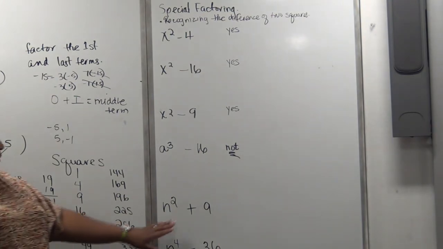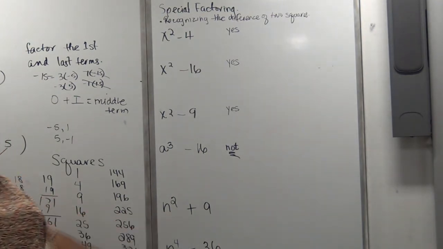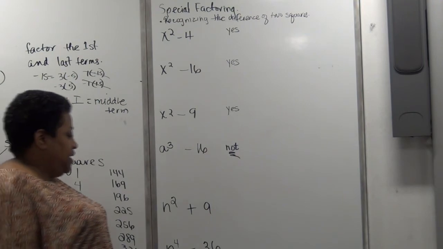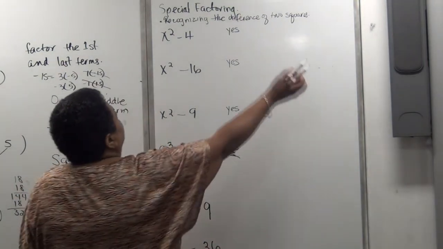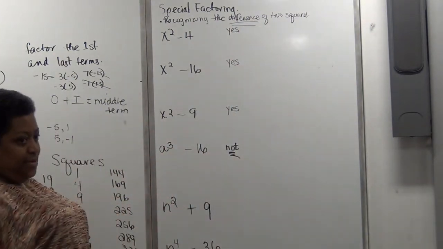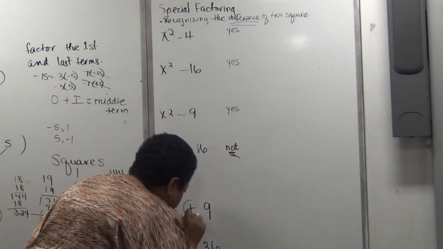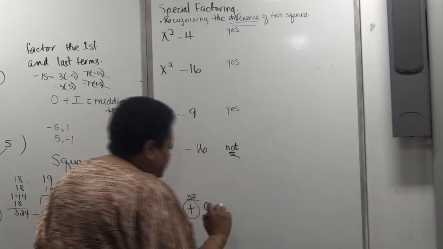What about this? Yeah, it is, because a is 1 and this is a squared, and this is a 9. Oh, I'm sorry. Yeah, that was a 9. Okay, what's the key word? Difference. So it has to be a minus. Not.